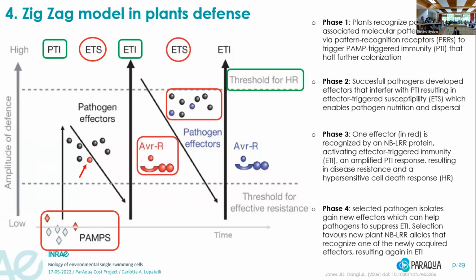Finally, we have the last phase. Again, during the evolution, selected pathogens were able to gain new effectors which help the pathogen to suppress the ETI of the plant and to make the plant susceptible again. But again, selected plants develop new NLRs for the recognition of new effectors, which result again in ETI. So as you can see, the zigzag model can be, let's say, repeated over time.